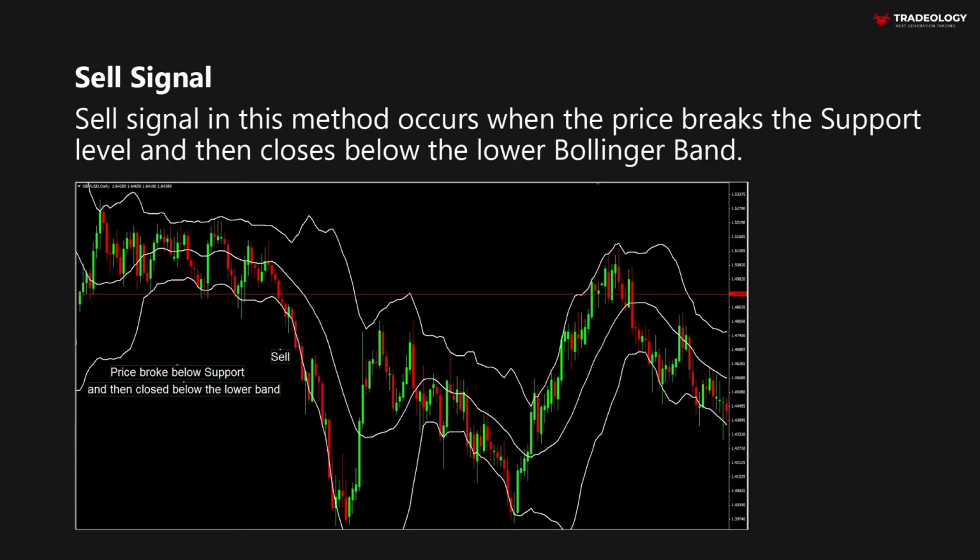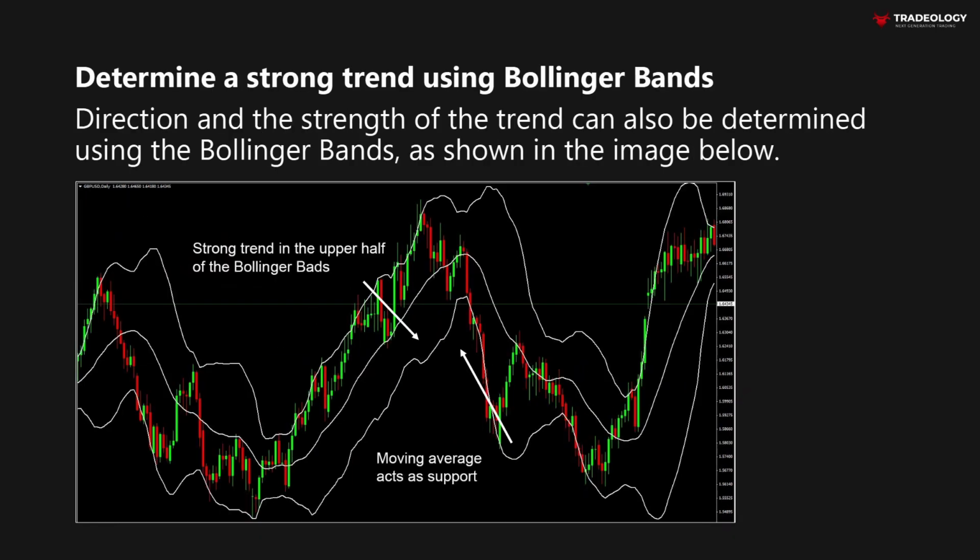A sell signal in this method occurs when the price breaks support level and then closes below the lower Bollinger Band. And as indicated in the image, you can see clearly price broke below the support level and then closed below the lower band. Now we need to also look at determining a strong trend using the Bollinger Bands, and direction and strength of the trend can also be determined using the Bollinger Bands as shown in the image below.